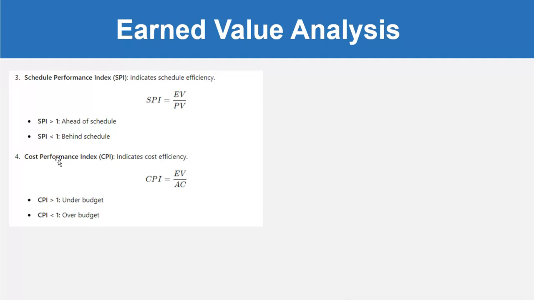Another formula is cost performance index, CPI, which indicates cost efficiency, which means CPI is equal to earned value divided by actual cost. If CPI is greater than 1, that means under budget. If CPI is less than 1, that means over budget.